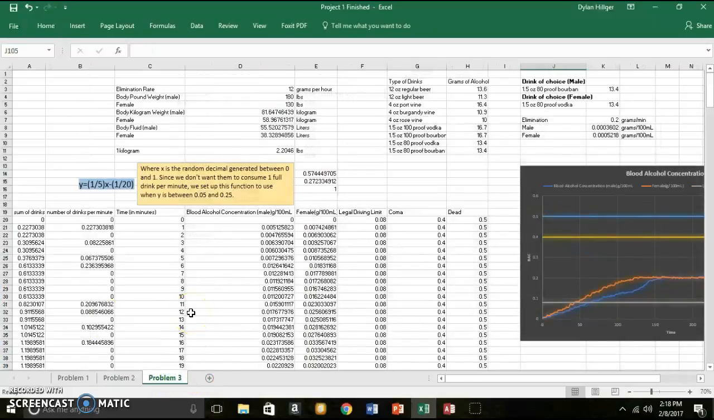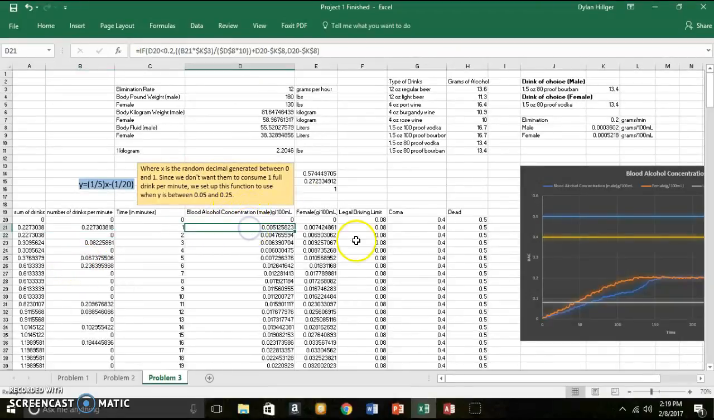Now for problem 3, this was more of a random amount of drinks, or how much they're drinking at a certain time, and we didn't want to go over them drinking 25% of their alcohol in 1 minute. So we set up an if function, where if the random number is less than 0.5, it's 0, and if it's false, they take that new random number times 1/5 plus 1/20th to get a number that lies in between 0.05 and 0.25.